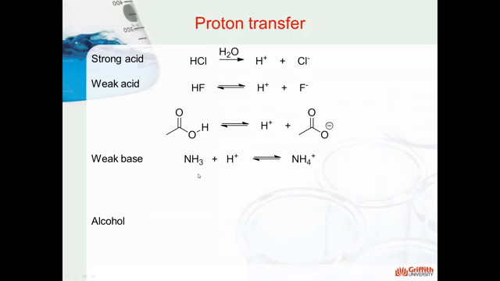A base can accept a proton. So ammonia is an example of a weak base. It's able to accept a proton. So when it does, it forms the ammonium ion. And again, this is a reversible reaction.